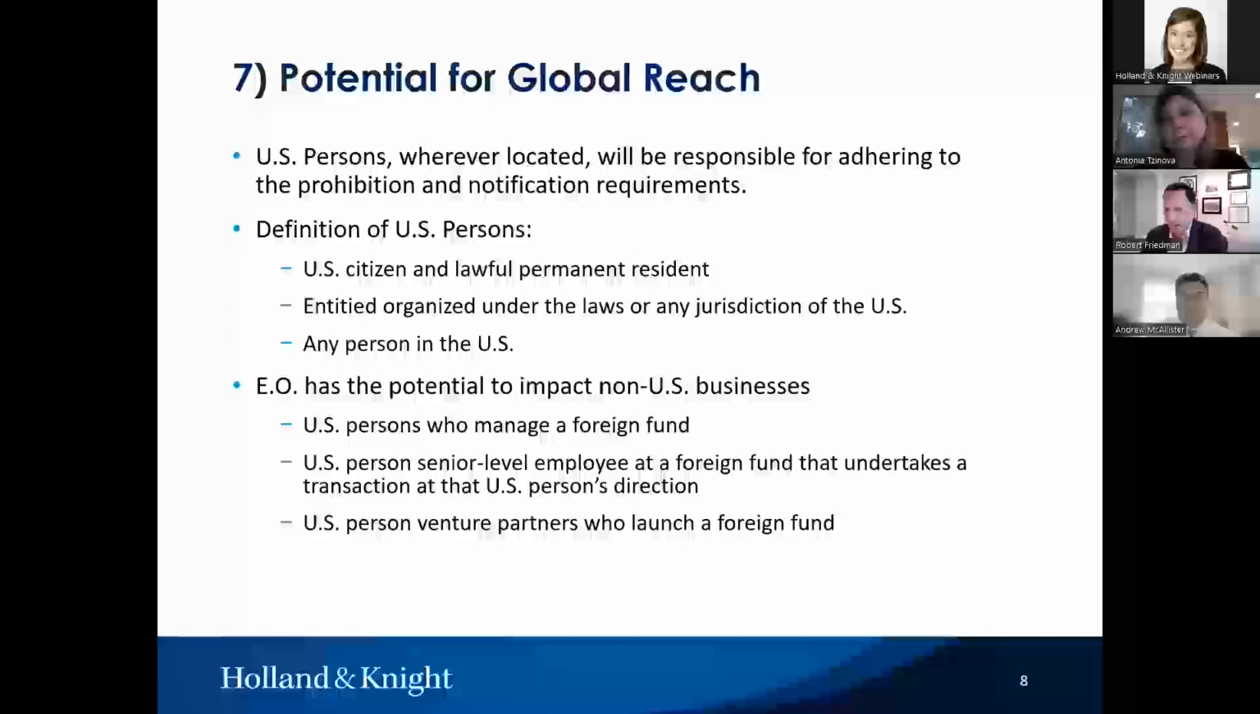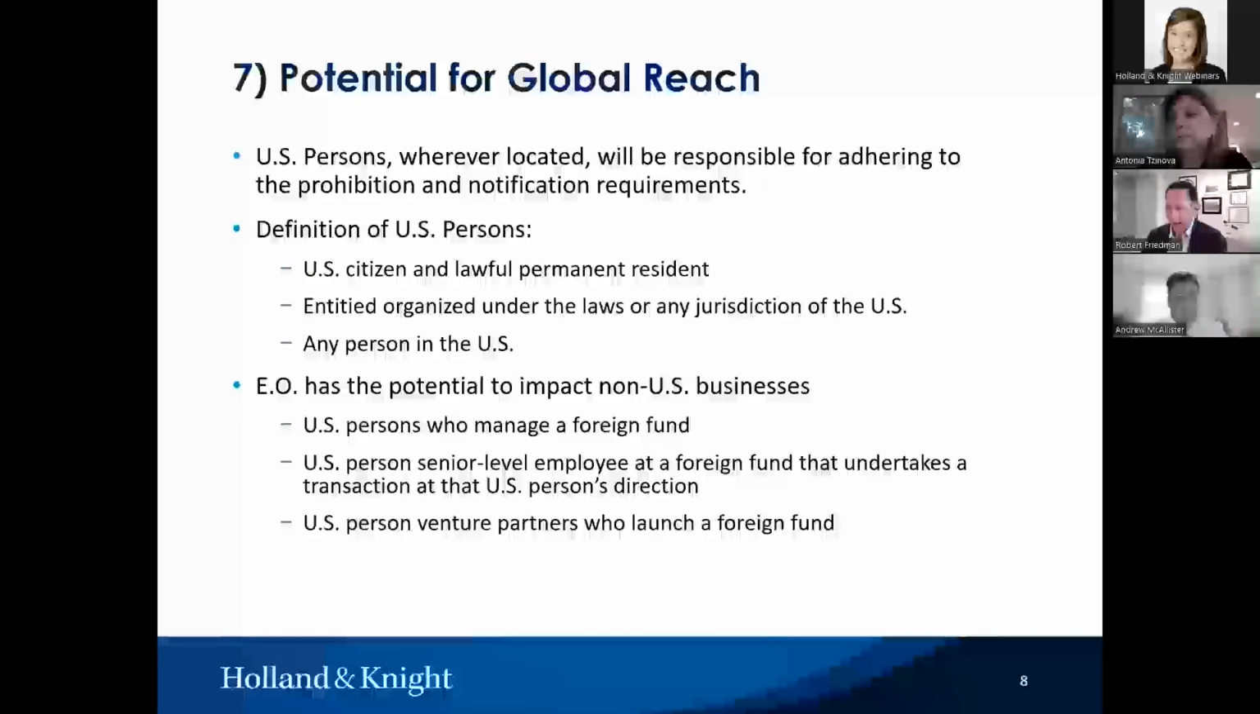As an initial matter, the Treasury program anticipates that U.S. persons, wherever they're located, will be responsible for adhering to the prohibition and notification requirements. The definition of U.S. person will be familiar to many businesses and practitioners that comply with OFAC sanctions, because it tracks largely the definition of U.S. person in those regimes. It includes a U.S. citizen, lawful permanent resident, entity organized under the laws of the United States or any jurisdiction within the United States, including any foreign branches, and any person physically in the United States. Again, this is consistent with the definition of U.S. person in various sanctions programs.